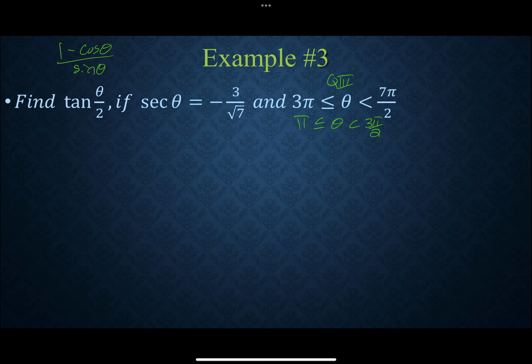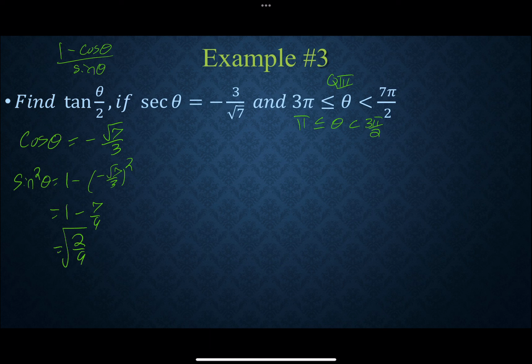And again, I'm choosing that one over the other option because since sine theta is probably going to have a radical and so will cosine theta, I don't want to deal with the conjugate. I'd rather just deal with a single rationalizing problem there. So I need to get cosine and sine. Well, cosine is just the reciprocal of secant, so it's negative root 7 over 3. And then sine squared is 1 minus cosine squared. So we get 1 minus 7 ninths, which is 2 ninths, and then square rooting that gives us sine theta to be a root 2 over 3. And again, because theta is operating in quadrant 3, it's a negative root 2 over 3.